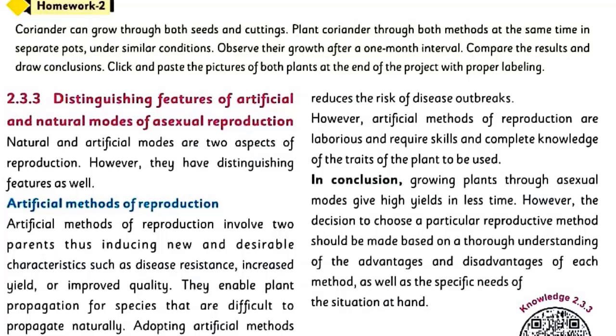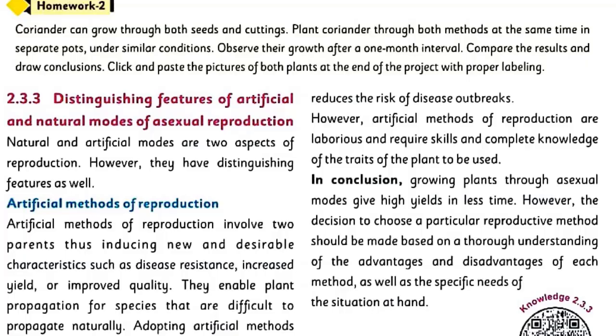2.3.3 Distinguishing features of artificial and natural modes of asexual reproduction. Natural and artificial modes are two aspects of reproduction. However, they have distinguishing features as well.